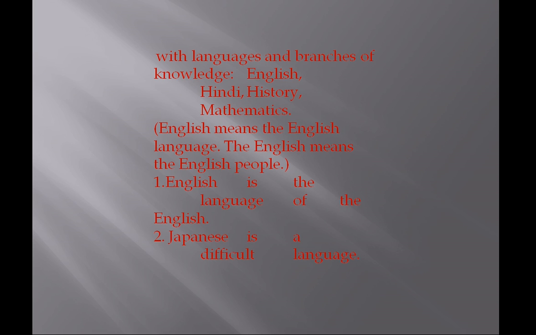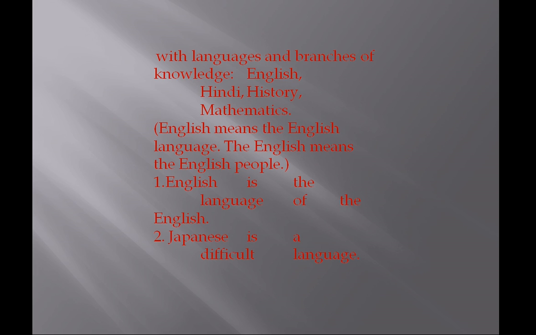Next point, we do not use any article with languages and branches of knowledge. English, Hindi, history, mathematics, with these words we generally do not use any article. For example, English is the language of the English. But remember, when I am saying only English, then English means the English language. But when I am saying the English, that means the English people.